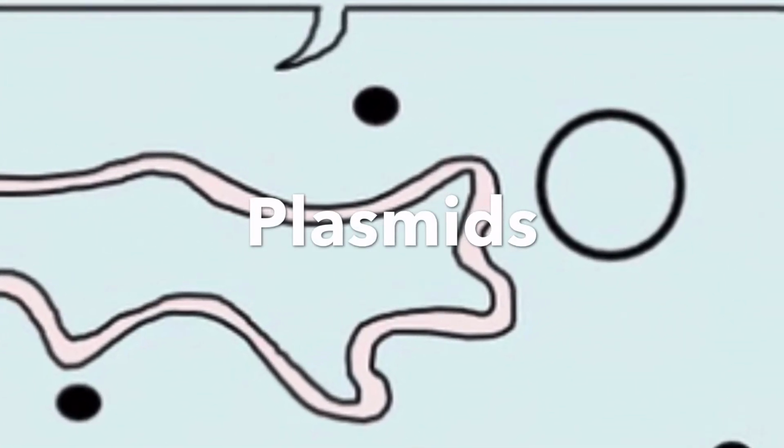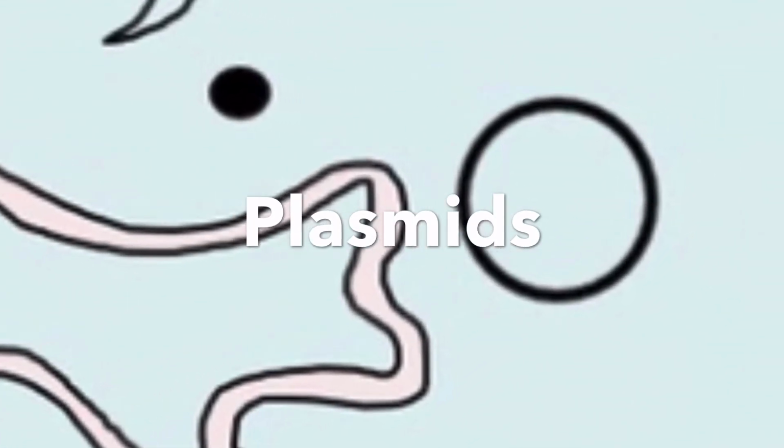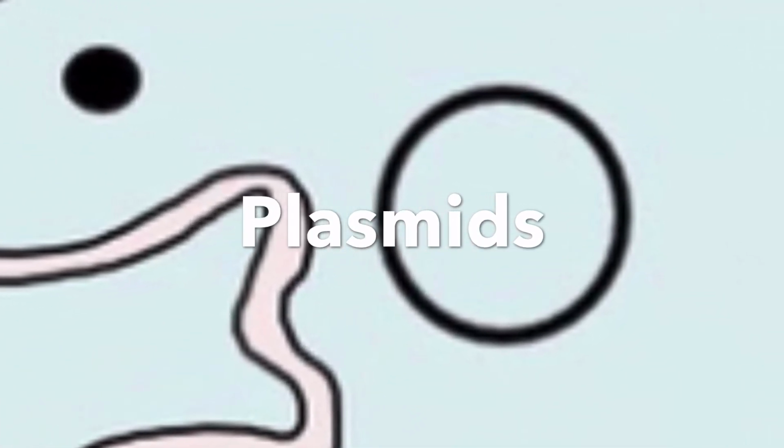Plasmids are small loops of extra DNA that aren't part of the chromosome. Plasmids contain genes for things like drug resistance and can be passed between bacteria.